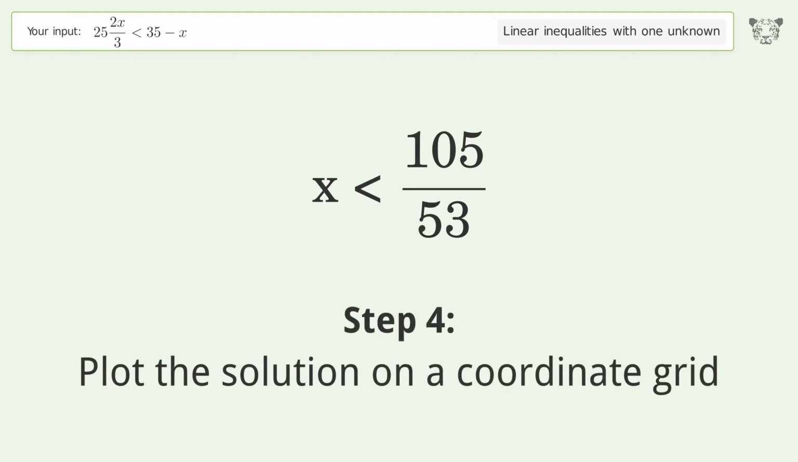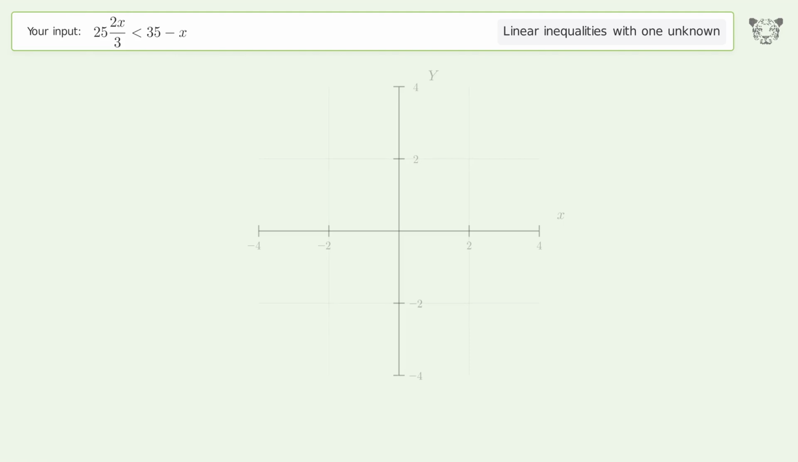Plot the solution on a coordinate grid. And so the final result is x smaller than 105 over 53 smaller than 152 over 53.